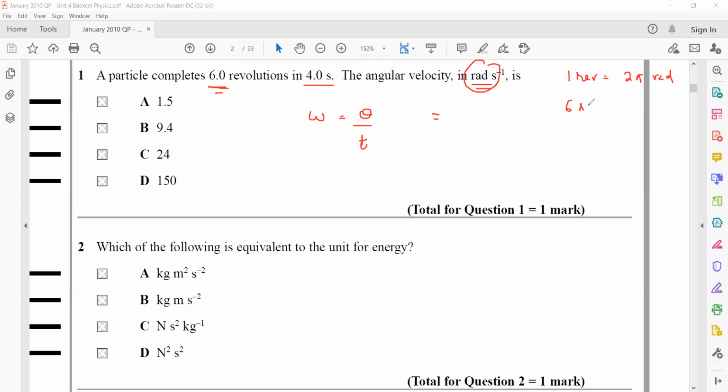So if it is 6 revolutions, then how many radians will there be? Cross multiply. So 6 multiplied by 2, 12. So it will be 12 pi radian. So the angular displacement will be 12 pi radian. And the time is given, that is 4 seconds. When we further simplify, 12 divided by 4 is equal to 3, so it will be 3 pi radian.